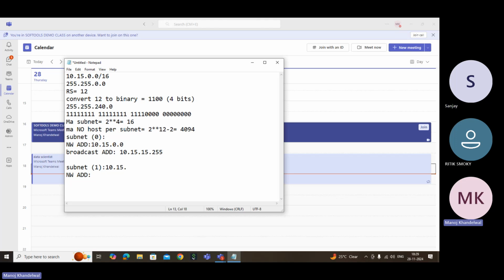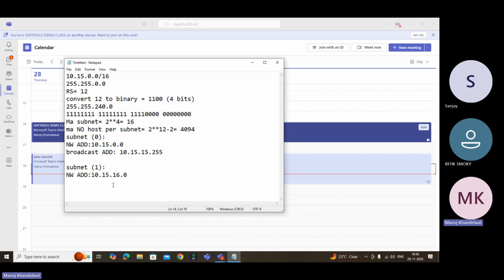10.15. After 15, what? 16. Correct, normal, right? Yes. And after 255, we will not get 256. We will go to 0. This is clear here. It is easy to get this one, right? Yes. So now, let's put this down here: 16 and then 0.